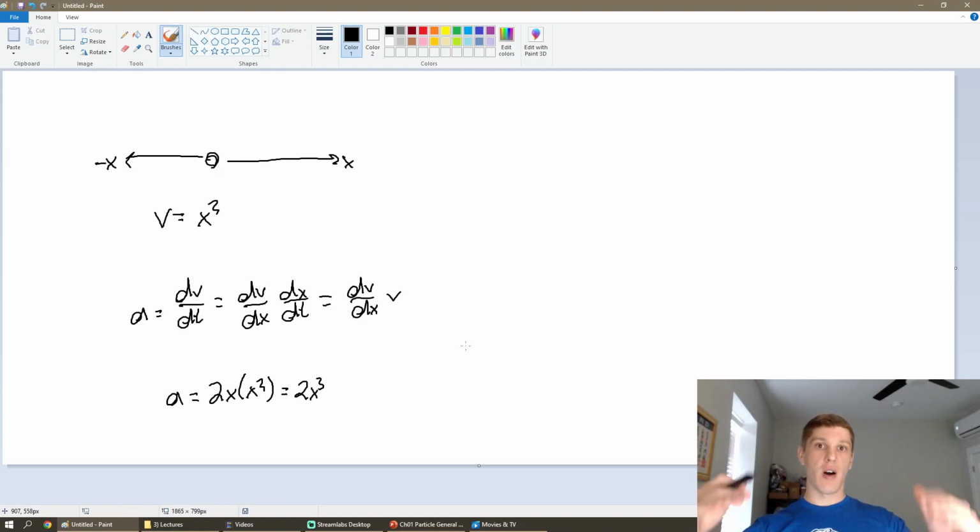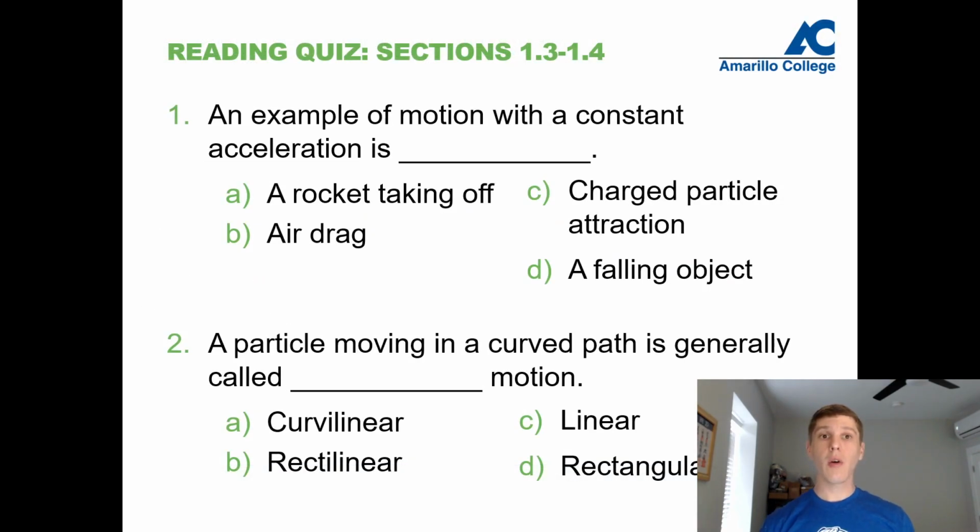So now that we've gone the derivative way, hopefully it makes a little bit more sense when we did all the integrals in last class. Okay, so now that we worked a quick example with the chain rule, let's jump into the new material for today. So you were supposed to have read sections 1.3 and 1.4.